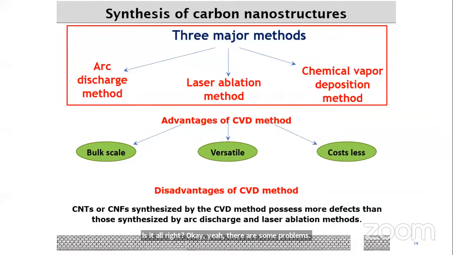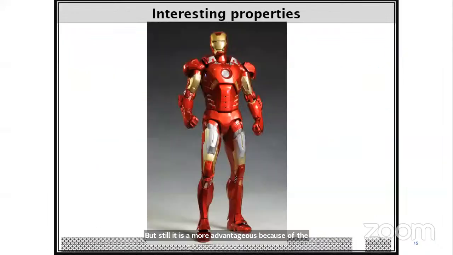Now, the disadvantage of the chemical vapor deposition method is that the CNT and CNF synthesized have more defects compared to the other two methods, but still it is more advantageous because of the cost.